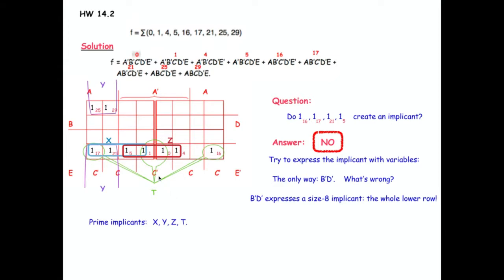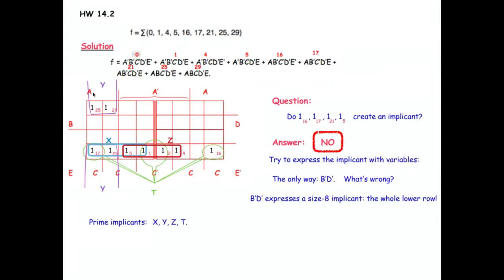I think we can do without X. Okay, good, right? We can do without X. Why? Well, let's go one by one. So T is essential, right? The interesting one is essential, because certainly nothing else covers 16.